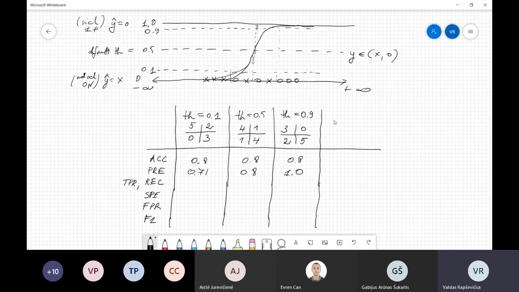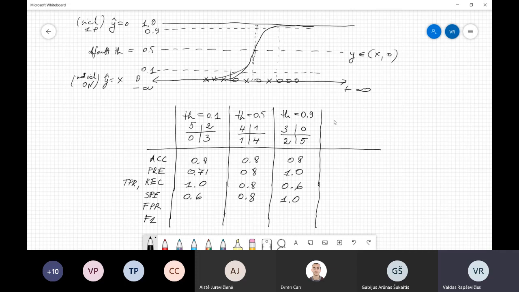Now recall. We have 1.0 for recall because we have 5 out of 5. We have 4 out of 5, so 0.8. And we have 3 out of 5, so this is 0.6. These are the recalls. Now specificities: these are on the lower-hand side, so 0.6, because these are 3 out of 5. This is 4 out of 5, which is 0.8. This is 5 out of 5, this is 1. Very, very specific, very nice.